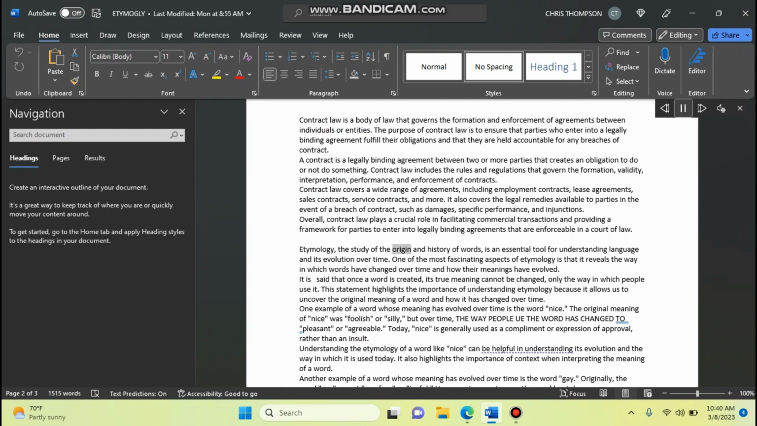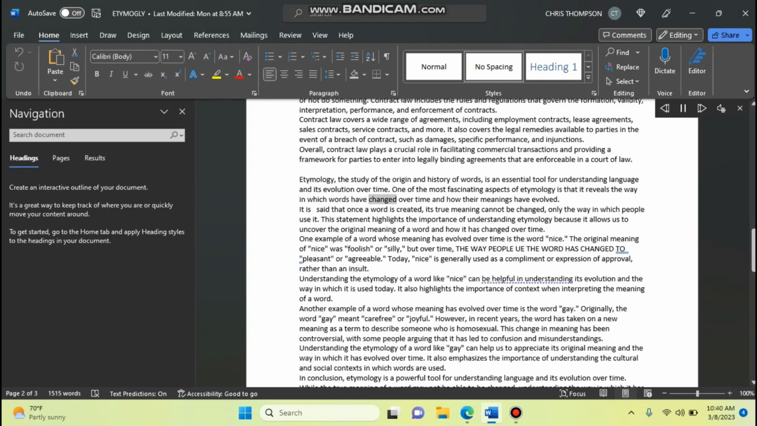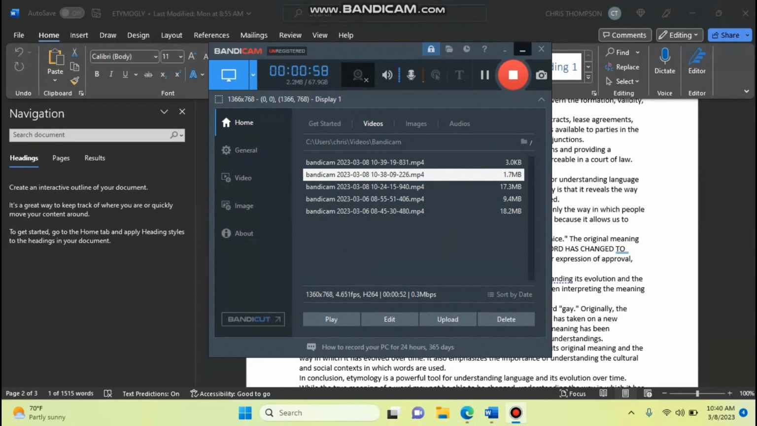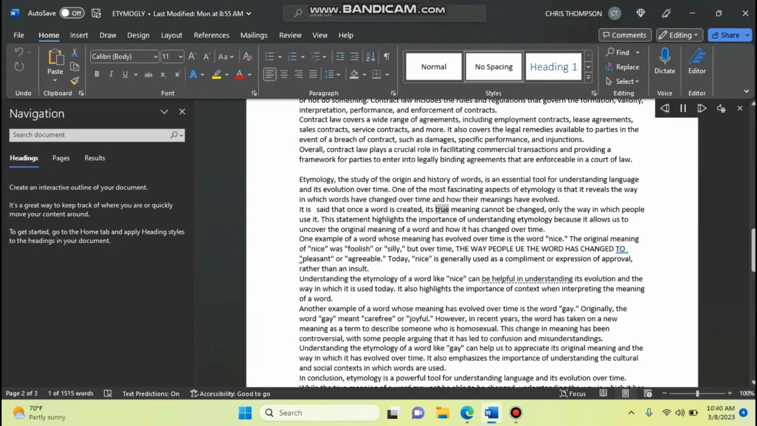The study of the origin and history of words is an essential tool for understanding language and its evolution over time. One of the most fascinating aspects of etymology is that it reveals the way in which words have changed over time and how their meanings have evolved. It is said that once a word is created, its true meaning cannot be changed, only the way in which people use it. Did you hear that?